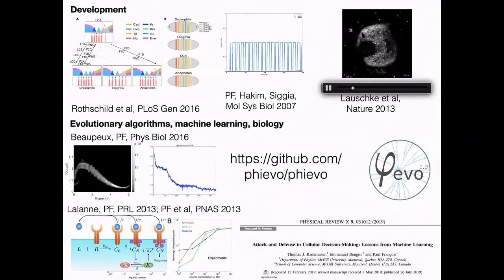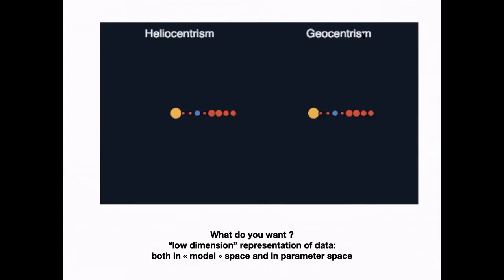And so I am a physicist, and so I'm going to start with a physics analogy. That will help me introduce what we are currently doing. This is a GIF that I found on Twitter. It's not quite correct, but it's interesting. It's the contrast between heliocentrism and geocentrism.